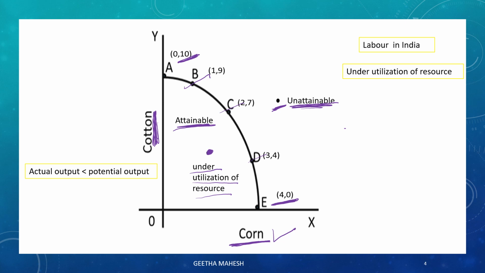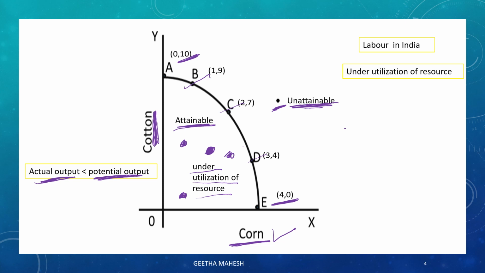Unattainable combination which lies outside the production possibility curve. If any combination lies inside the production possibility curve, it may be any combination of goods and services which lies below the production possibility curve, it means that the actual output is less than the potential output. That means all those combinations like A, B, C, D, E are the potential of the economy.